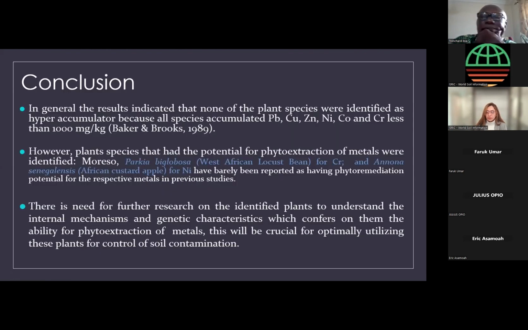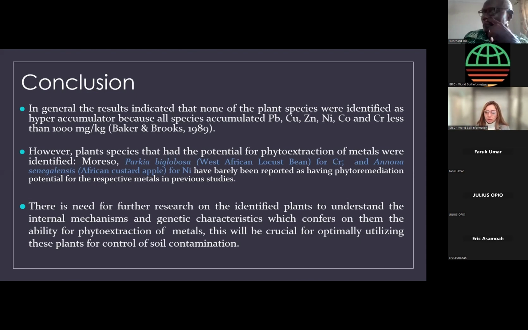So in conclusion, the results indicated that none of the plant species were identified as hyperaccumulators because all species accumulated lead, copper, zinc, nickel, cobalt, and chromium at less than 1,000 milligram per kilogram. But that does not mean that they cannot be used as phytoextractors. We know that the plants that were useful for phytoextraction of metals were identified.